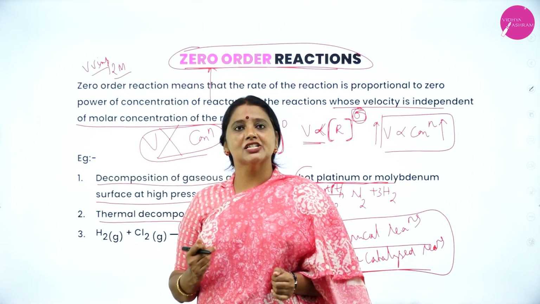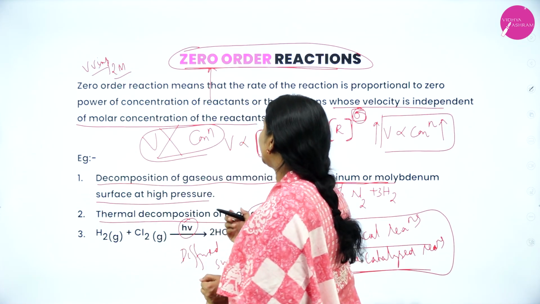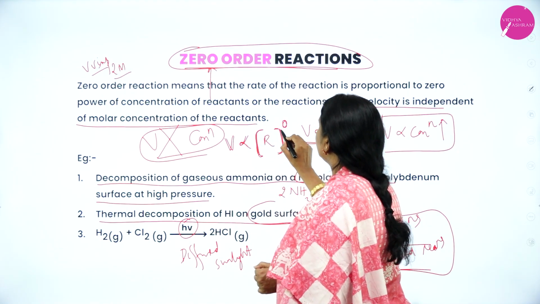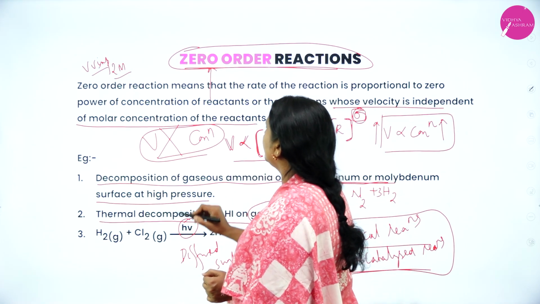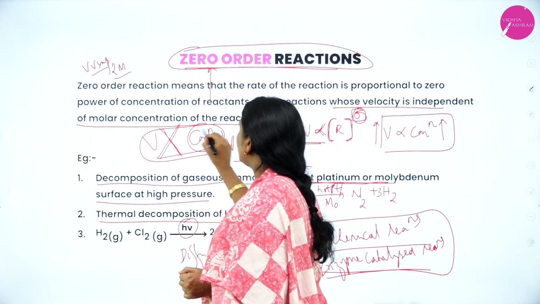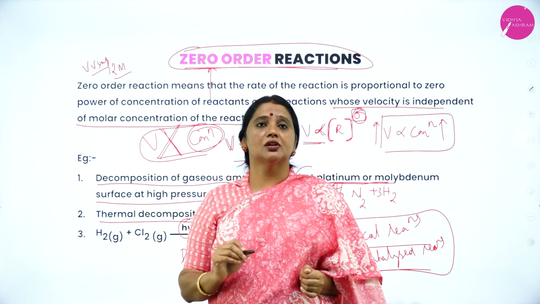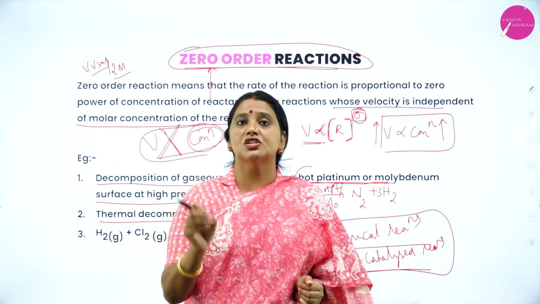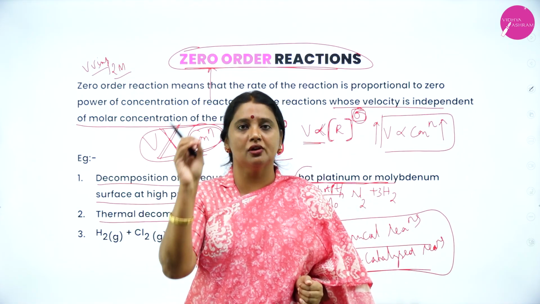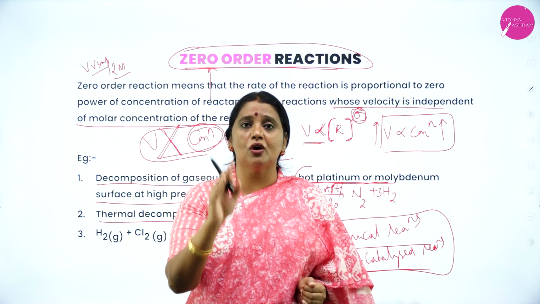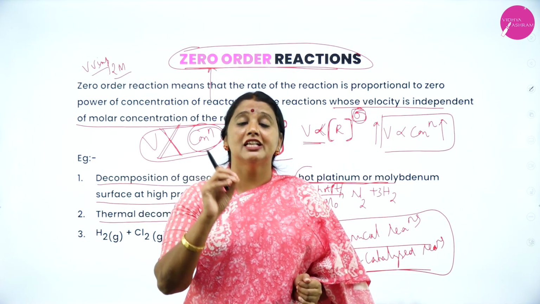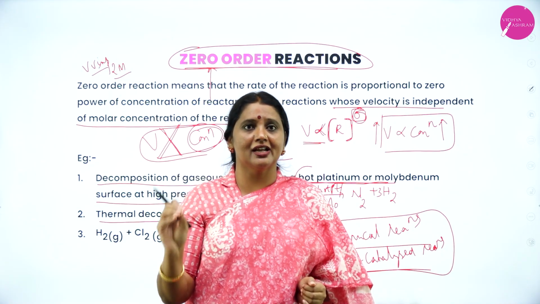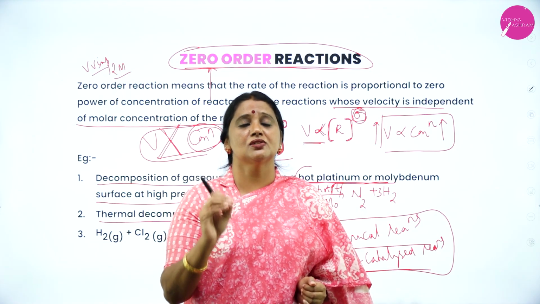What are zero order reactions? Give example. What are zero order reactions? Those whose velocity is directly proportional to zero power of the molar concentration of the reactant, or whose velocity does not depend upon concentration. Such reactions are called as what? Zero order reactions. Examples for zero order reaction: decomposition of gaseous ammonia on the surface of hot platinum or hot molybdenum. Decomposition of hydrogen iodide on the surface of gold. Hydrogen and chlorine react to form hydrogen chloride in the presence of diffused sunlight.